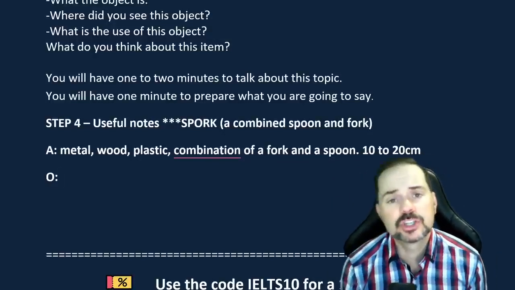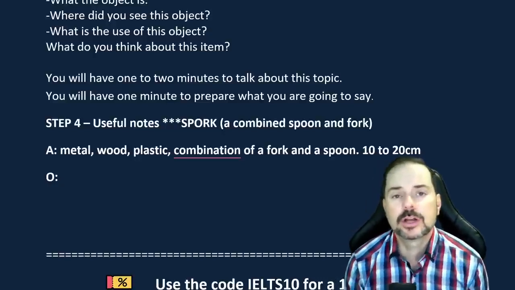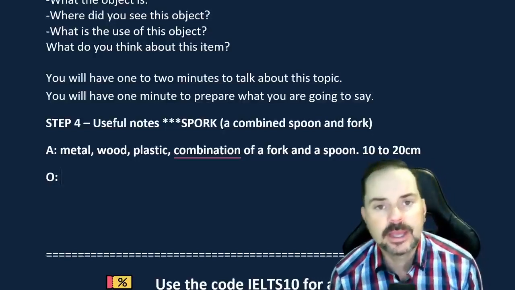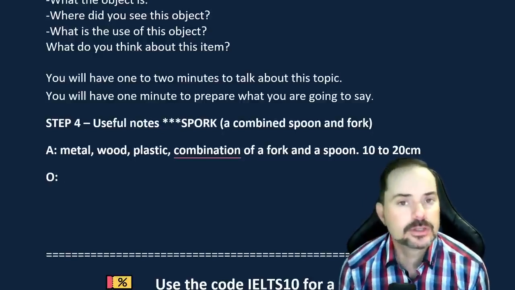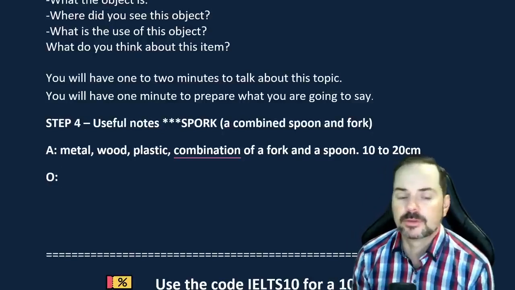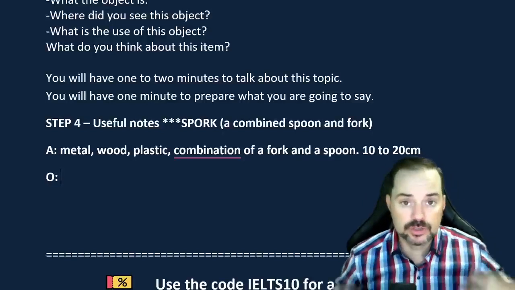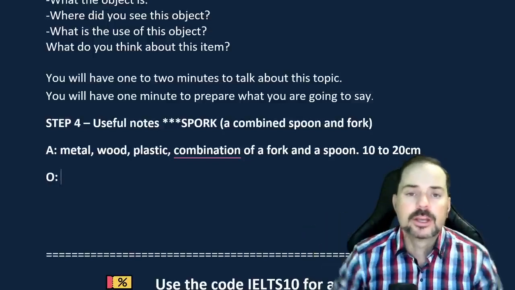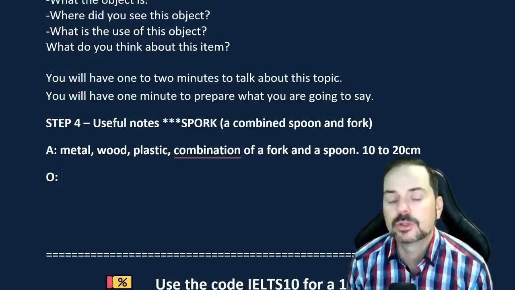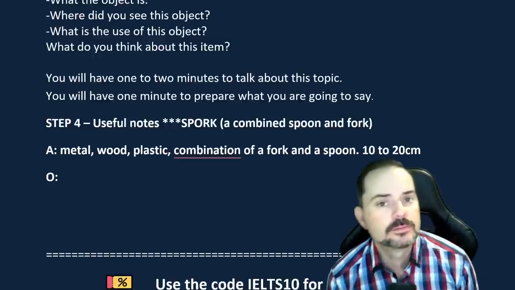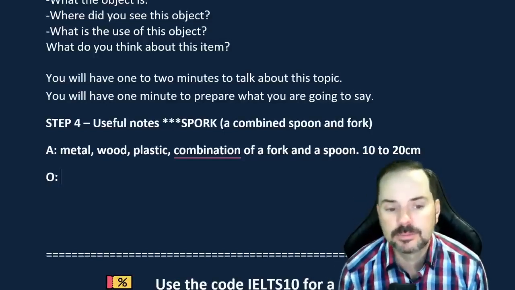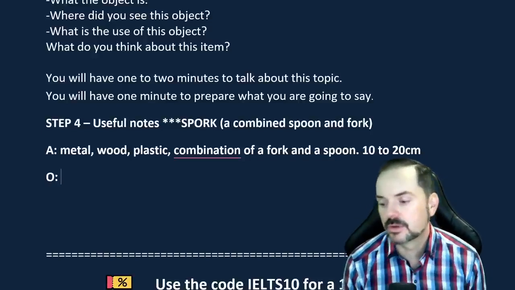Don't spend too much time on the appearance, students. So when you're talking about a person or an object, just a couple of quick sentences about the appearance, okay? Just to introduce the idea and give an image to the examiner, but don't spend too much time on that. And when you're speaking, you should only talk for about 10 to 15 seconds on the appearance at most, okay?